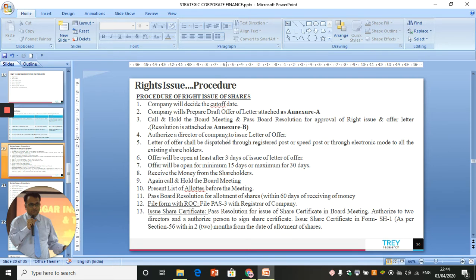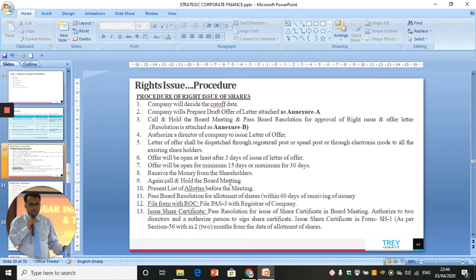So this is the general procedure of how a company issues a rights issue. They will decide the cutoff date, meaning the time by which they have to issue the shares. Then they will draft the letter of offer, hold a meeting, and authorize directors to issue the letter of offer. Within 3 days the offer letter reaches the existing shareholders. Give them 15 to 30 days so that they can review whether they want to go for it or not, and receive money from shareholders.